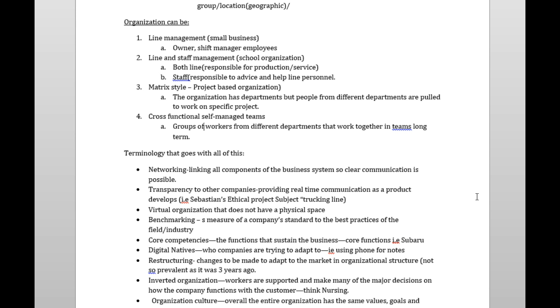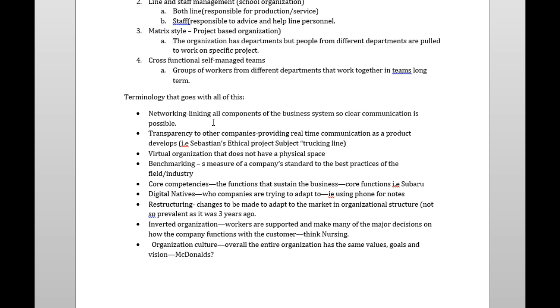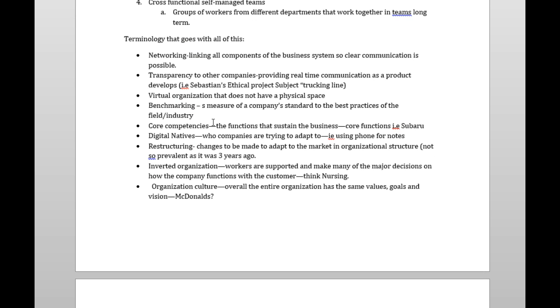And you could have cross-functional self-management teams. These are groups of workers who work together for a very long term, say 3 or 4 years, or maybe for the entire time they're with the company. Whereas the matrix is more of a short-term project laid out. So the organizations can be this, and terminology that goes with all of this.